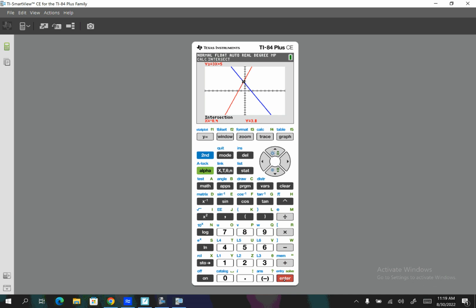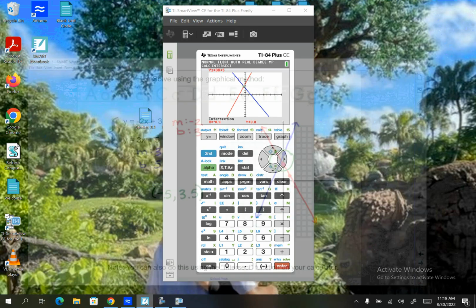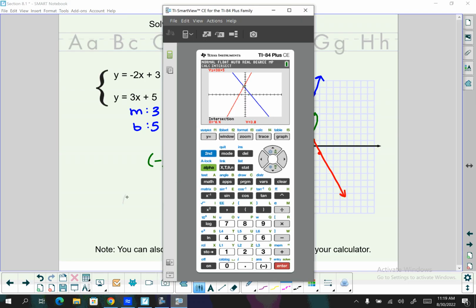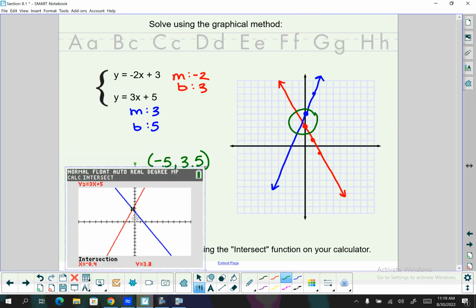Everybody able to get that? Okay, so we were close. Our graph wasn't perfect. This is the exact answer. So I'll go back and I'll put that on my lesson. Okay. Any questions graphing or using the graphing calculator to find an intersection?